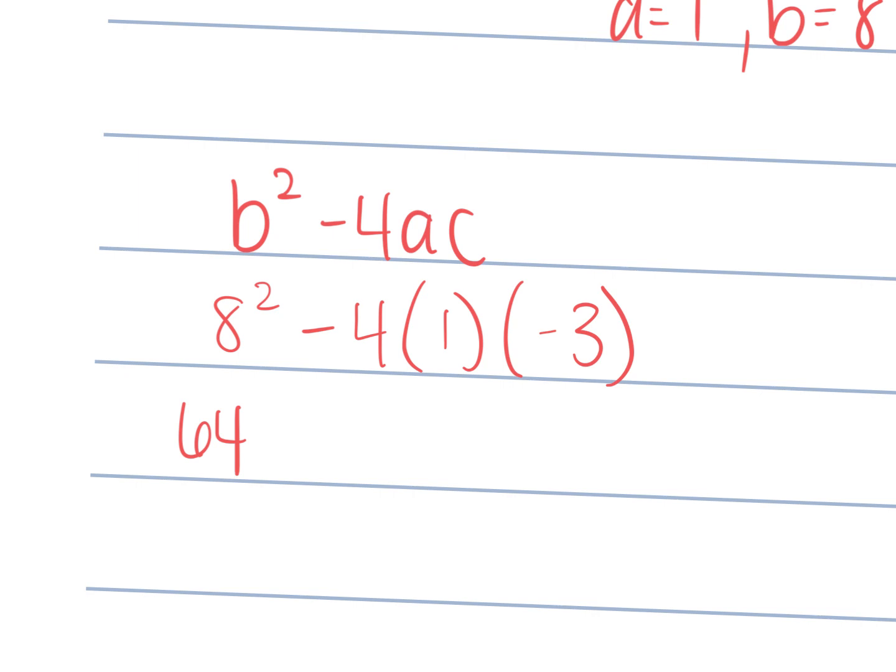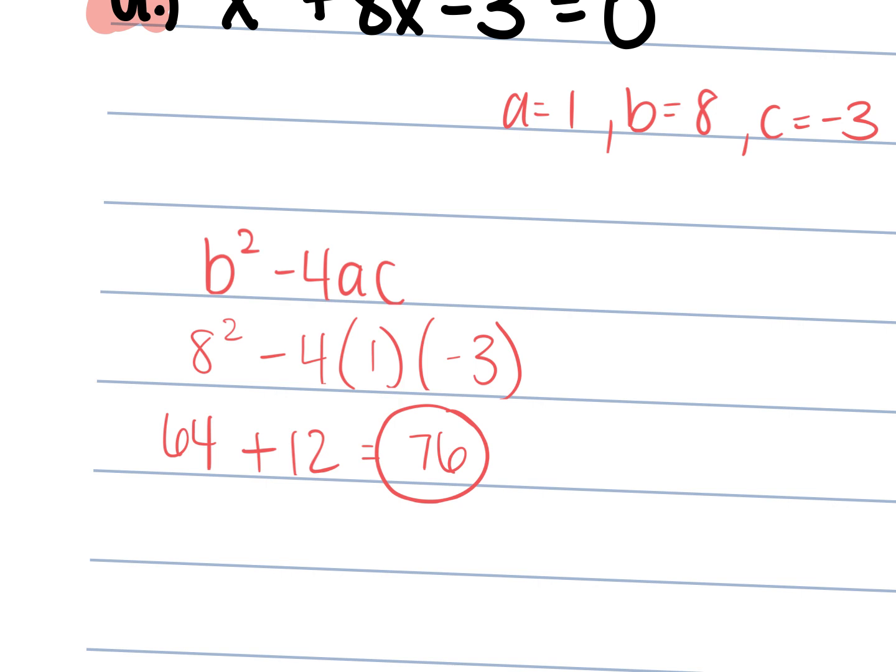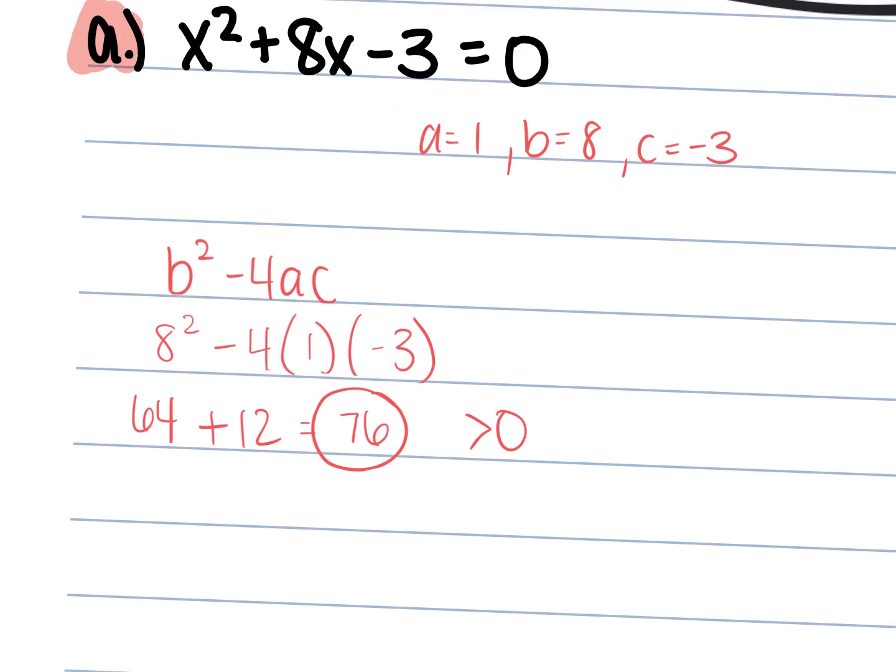What am I going to get? -12. So -12? Why is it plus 12? Because they're -4. Good, it's -4 times 1, which is -4, times -3, which gives me +12. What's 64 plus 12? 76. All you care about is if that number is bigger than 0, 0, or less than 0. Which one is it? It's bigger than 0. It's positive. So I can say this has how many solutions? 2 solutions.